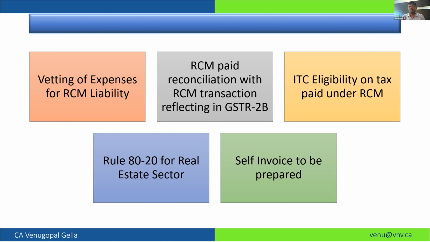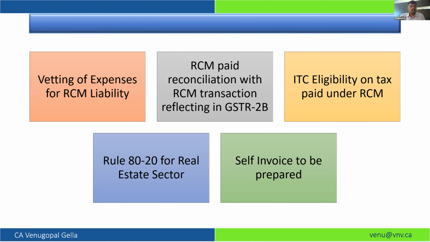Don't pay the supplier. Even though it's a revenue neutral case, at the first instance, you won't be able to save it. You have to go into litigation in order to protect it. So check your expenses thoroughly, whether any expense falls under RCM or not. If it falls, discharge the tax.